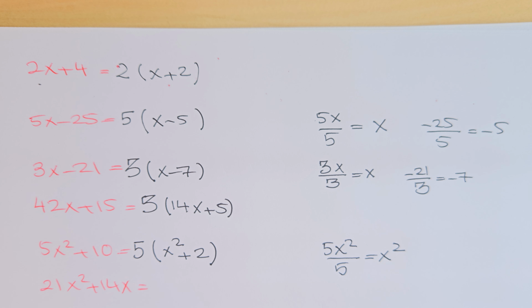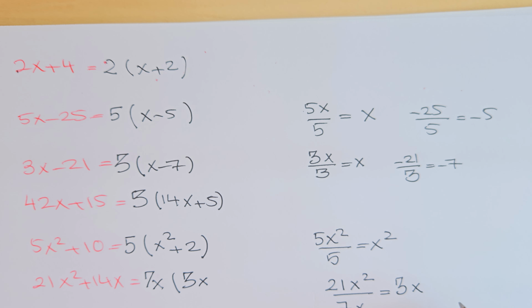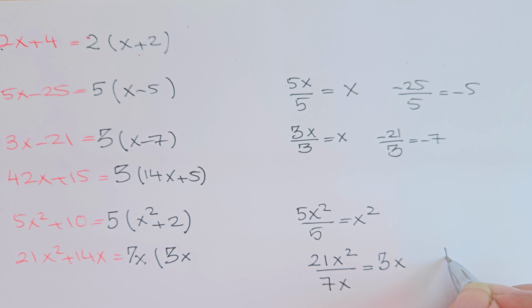Okay, let's do this one. For this one, I would say 7x, because both of them have the term x. So let's do 21x squared divided by 7x. That would be 3x. And then what is left from the second one? Let's do 14x divided by 7x. The x will cancel out, so 2, right?